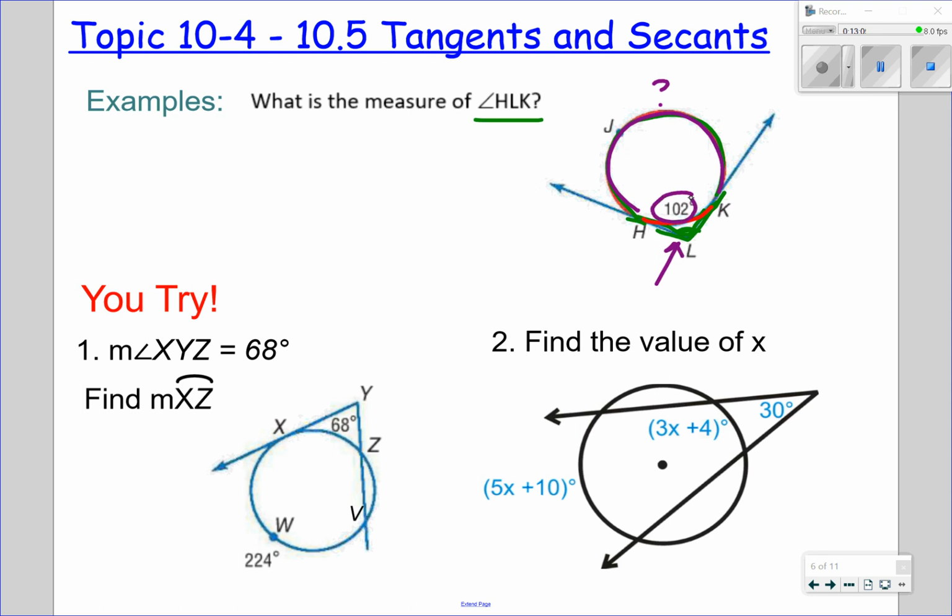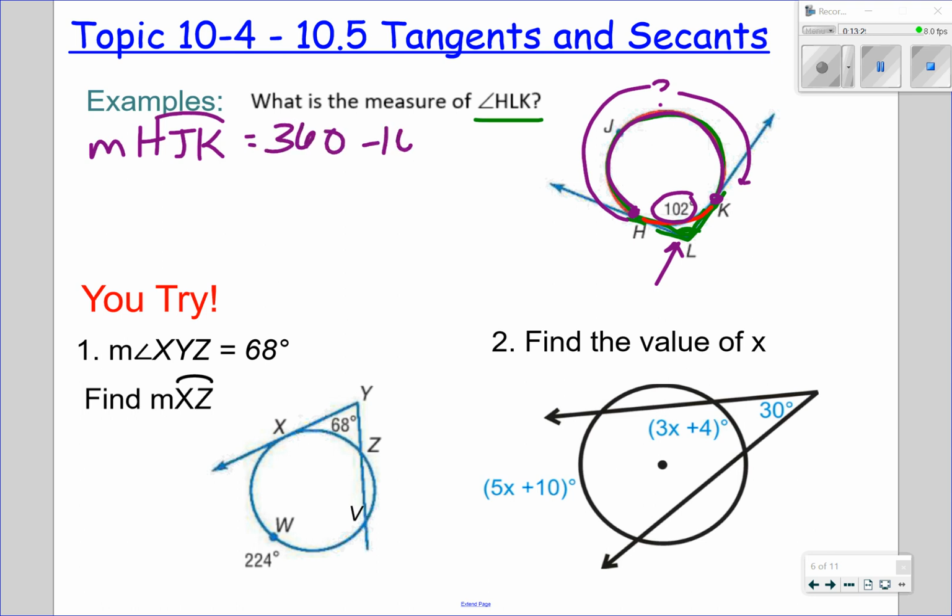Well, we know this is 102. And basically, if these are tangent points, then that means that the measure of arc HJK, which is this guy, should be the difference of 360 and 102. So if you take the difference of 360 and 102, you get 258.